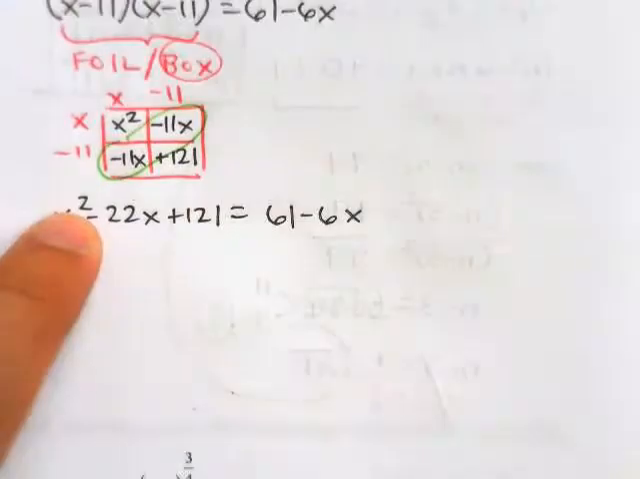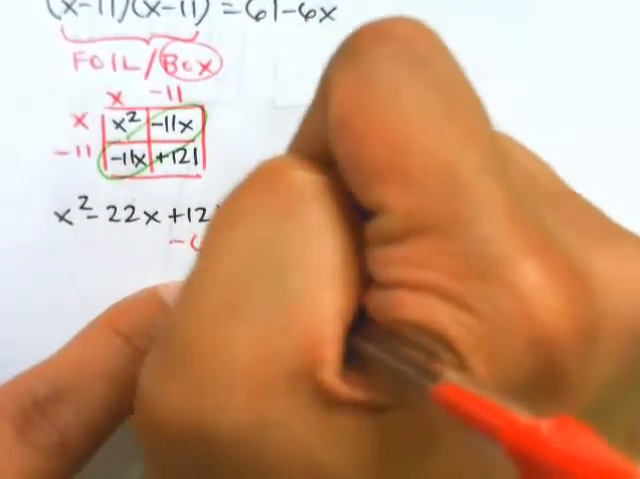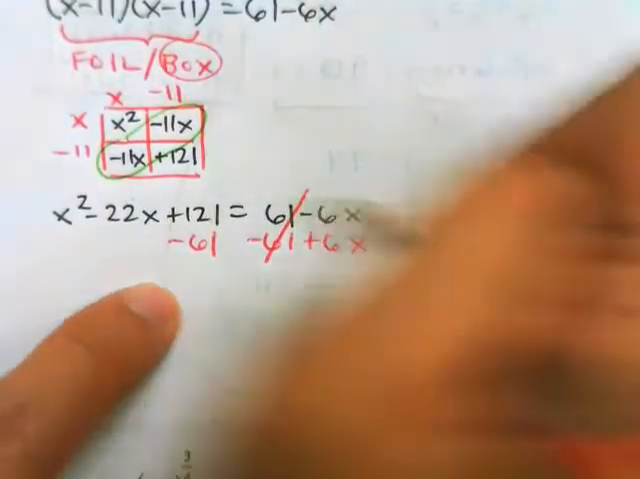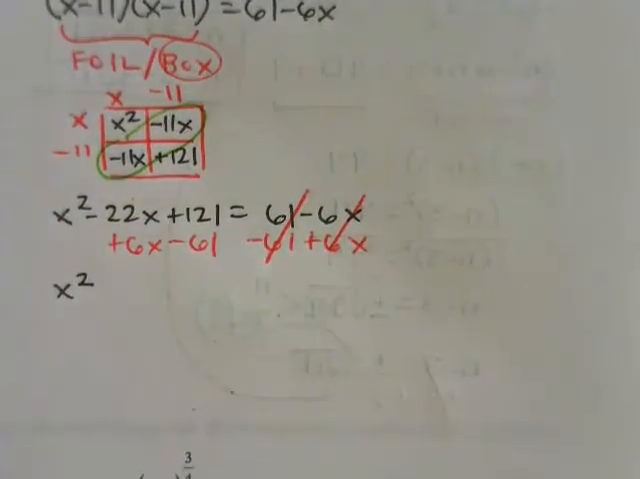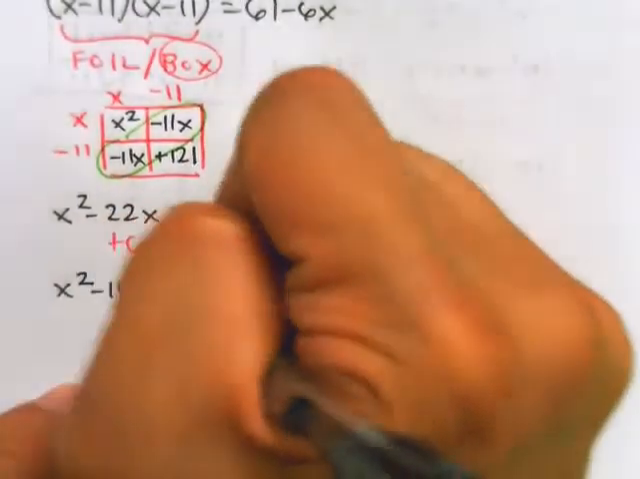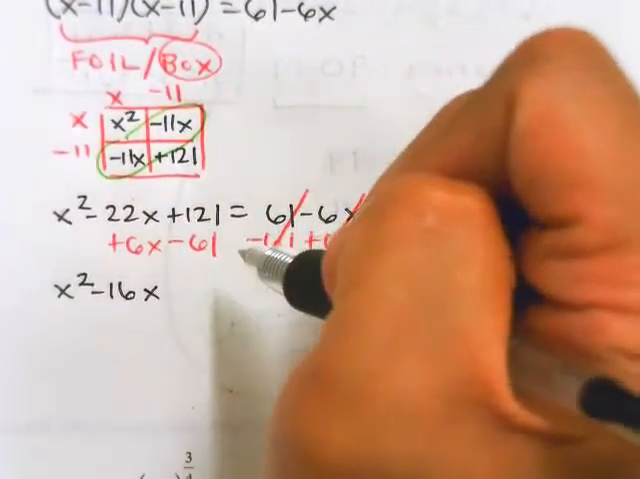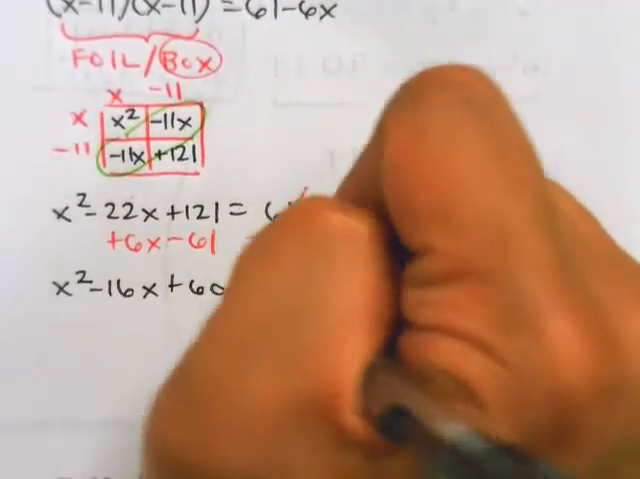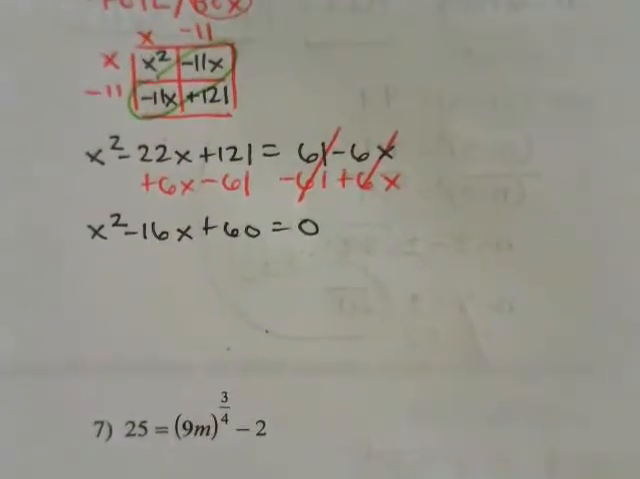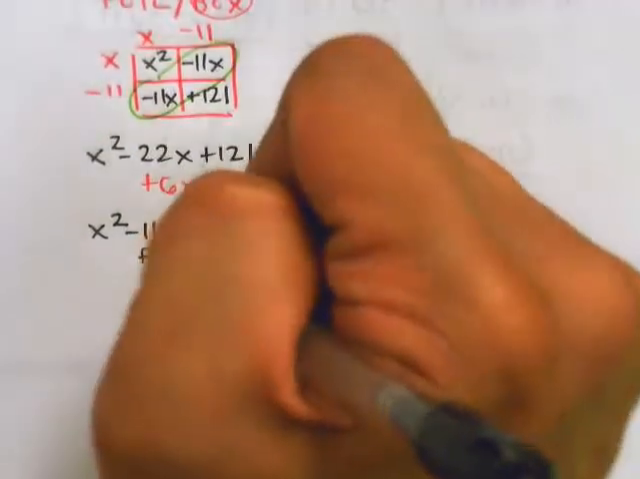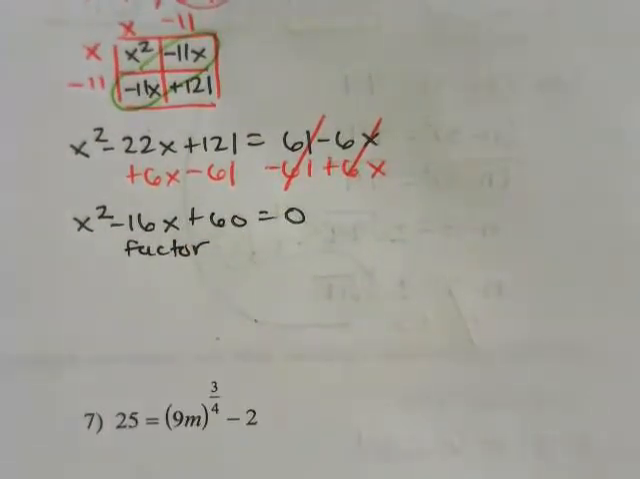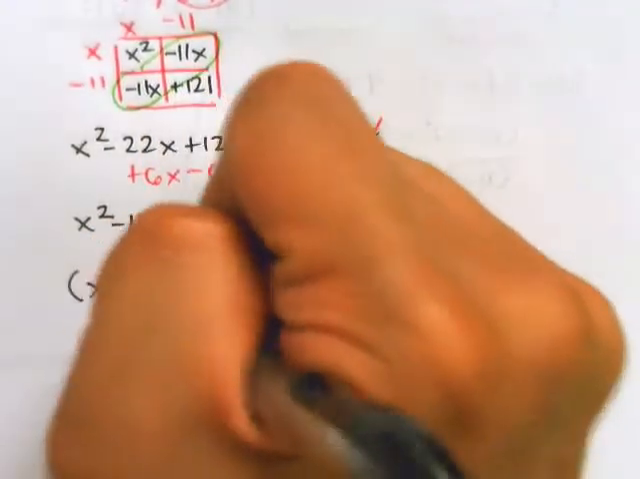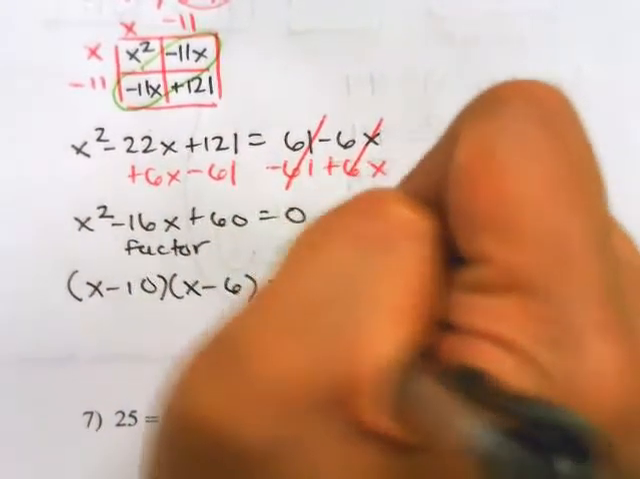We have a quadratic. We're going to move everything to one side: minus 61, minus 61. And at the same time, I'm going to add 6x and add 6x. X squared, negative 22 plus 6 is negative 16x, 121 minus 61 is positive 60, equal to 0. Okay, we're going to factor this portion here. What two numbers multiply to 60 but add up to negative 16? I hope you said negative 10 and negative 6.